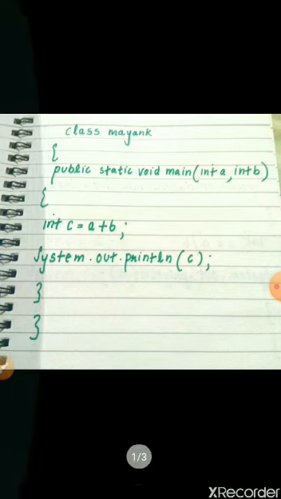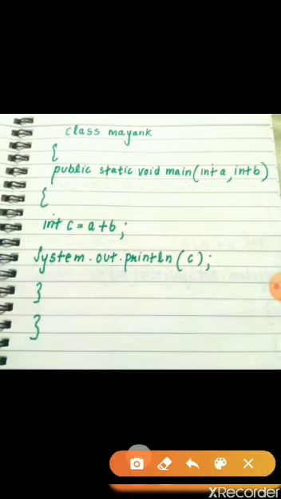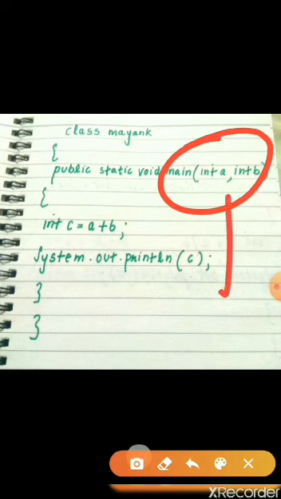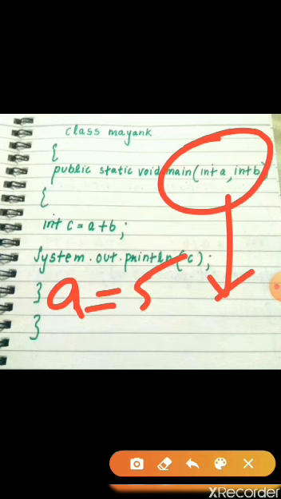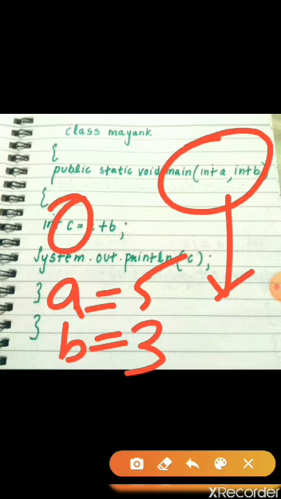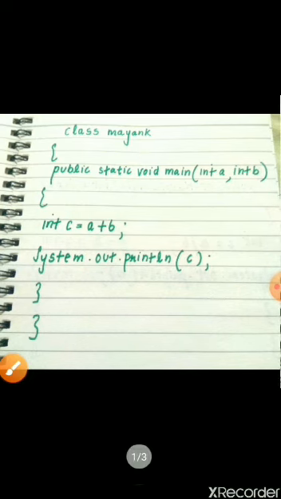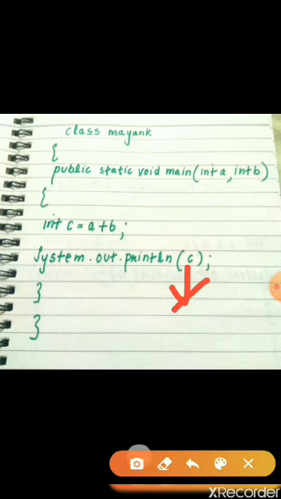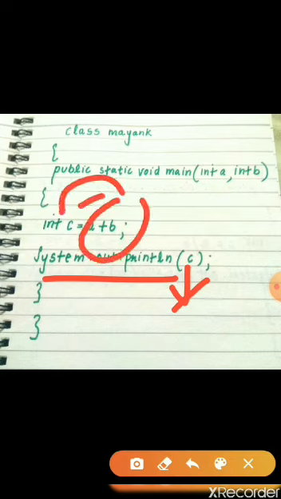The value depends on you, the user. Suppose I give the value of a as 5 and the value of b as 3. So 5 plus 3 is 8, and the value 8 will come in which variable? C variable, and it will print automatically on the screen, because here we are printing the c variable, and the answer is coming in the c variable.